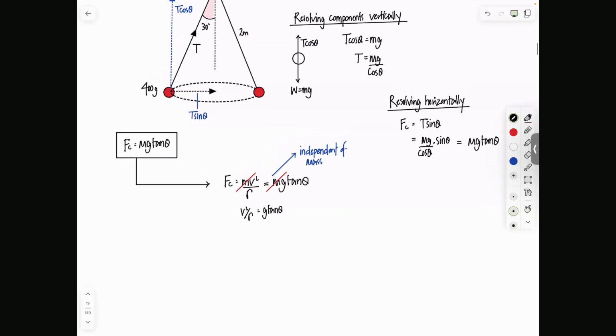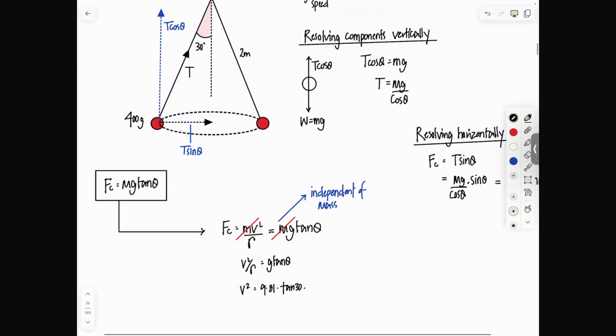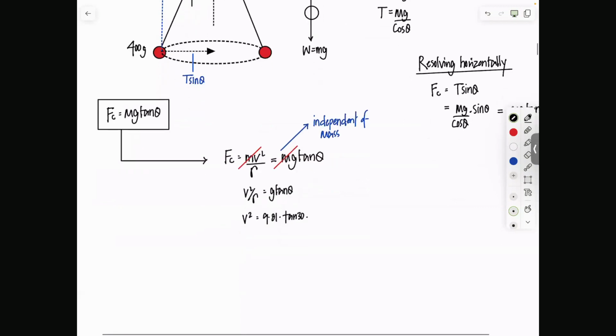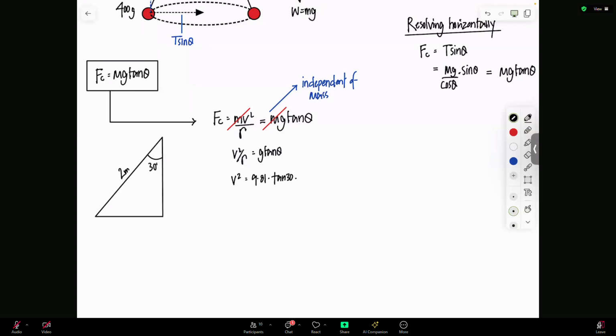But there's a small issue. I'll tell you what the small issue is. V squared equals g, which is 9.81, times tan 30, times r. What is the radius? It's not 2 actually, because there's a small triangle there. This is 30 degrees. Is my circle of radius 2 meters, or is it the distance at the bottom here? That's my radius.